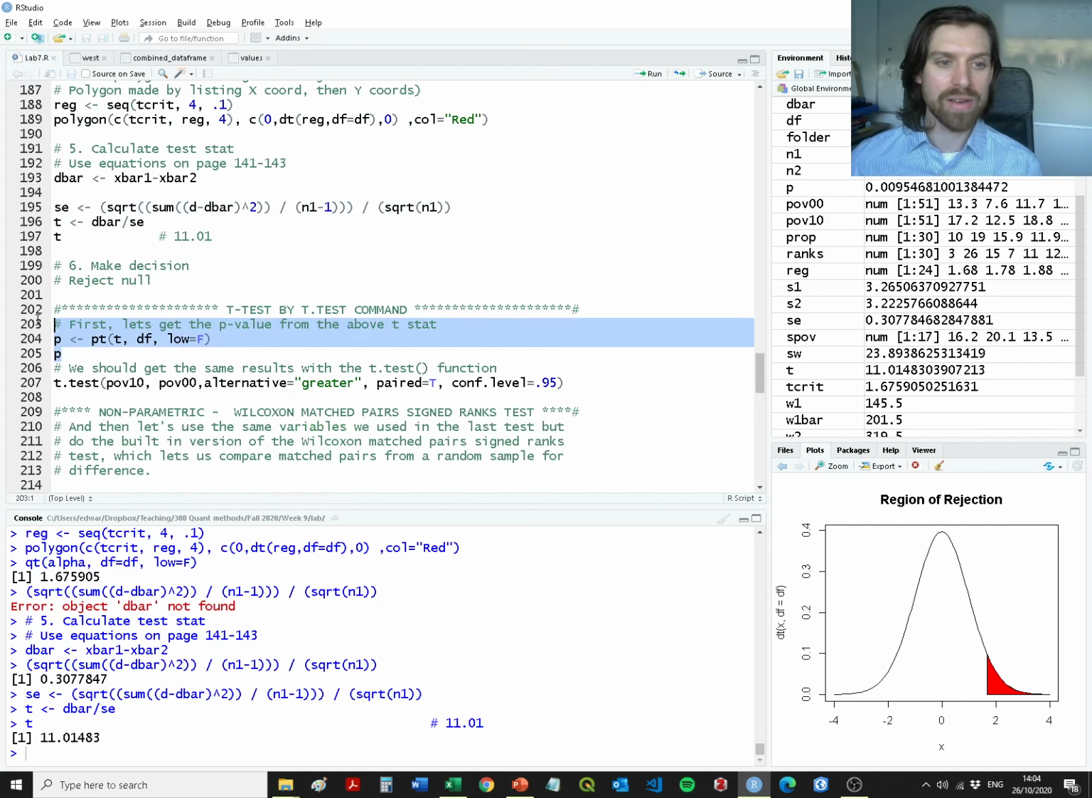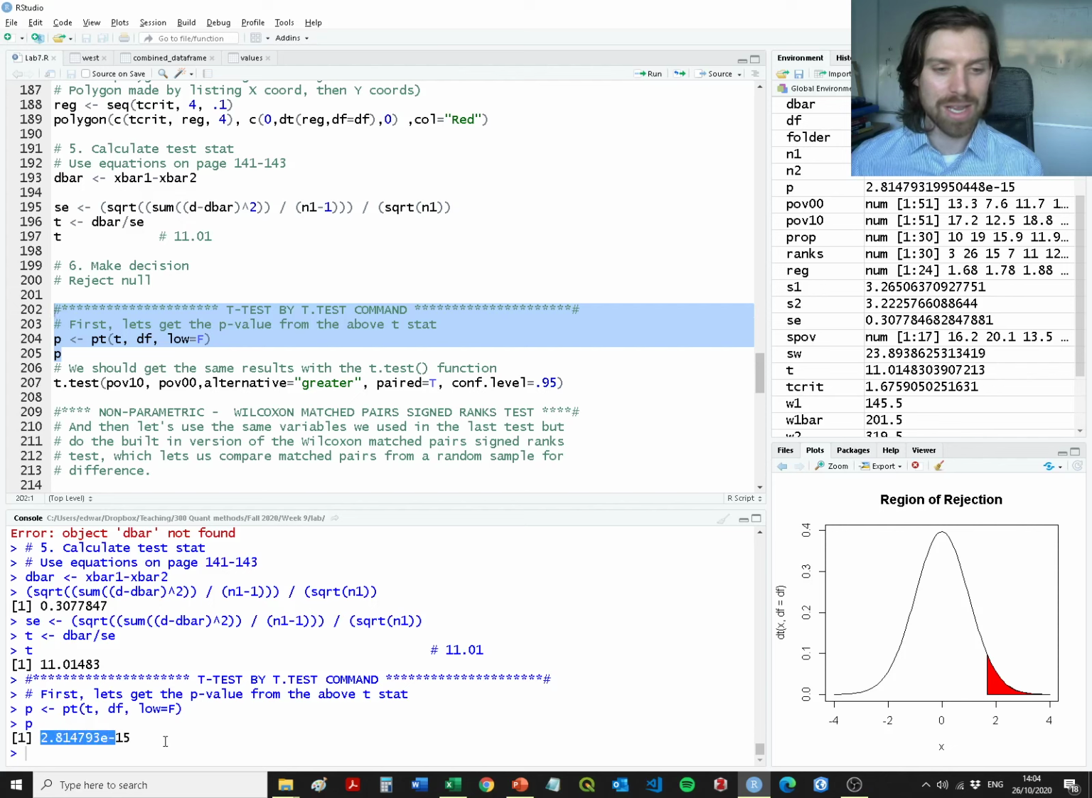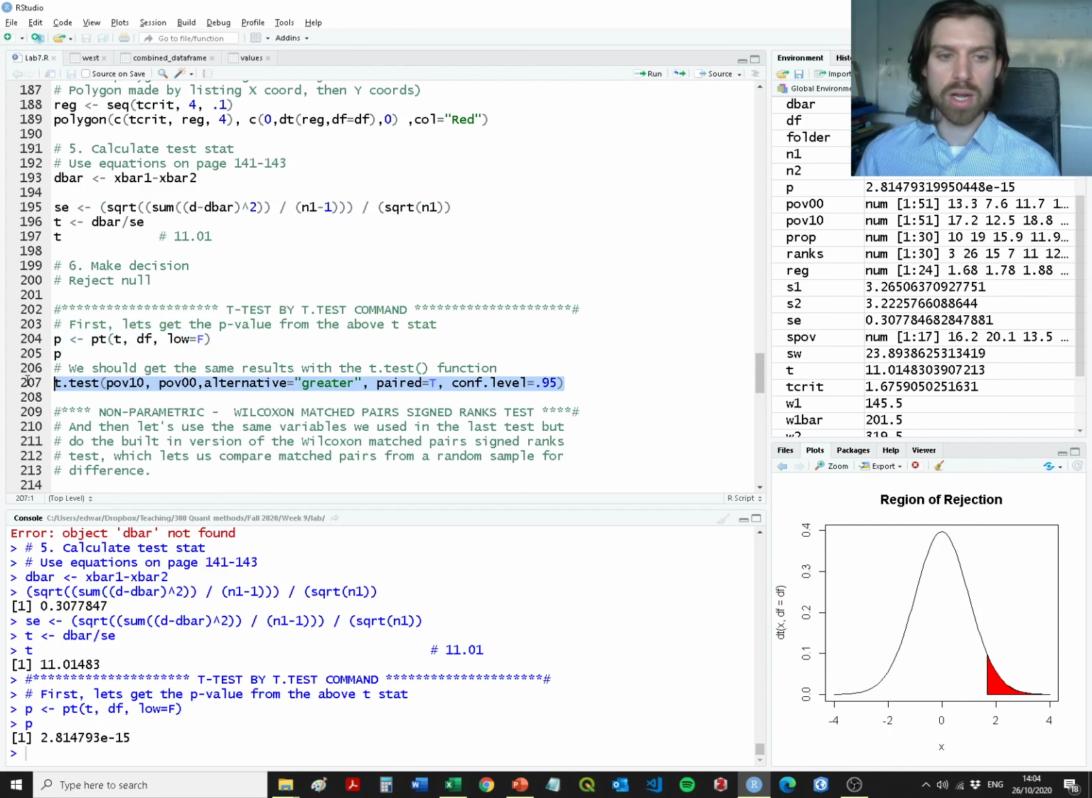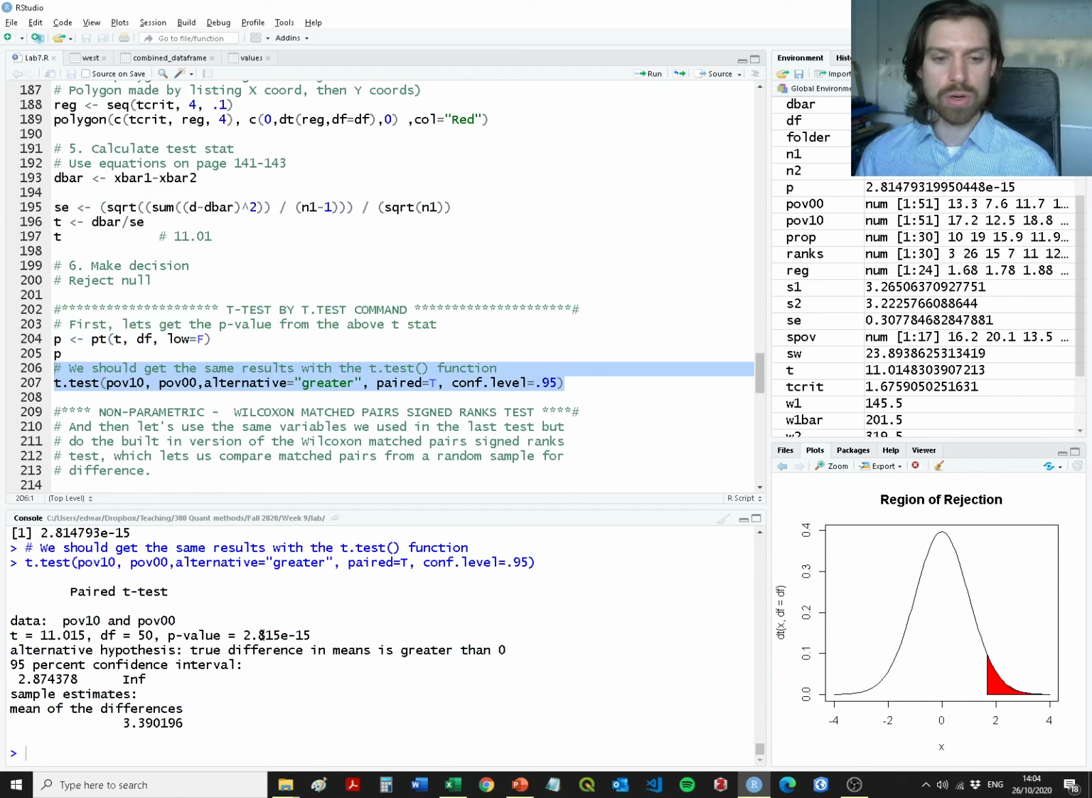We can actually get the p-value for that, which is really quite small. So it's 2.81 to the minus 15. So it's very small. But we can just have a look at how we calculate that using the inbuilt function, and we can see that the p-value using the t-test approach at the 95% confidence level is broadly similar.